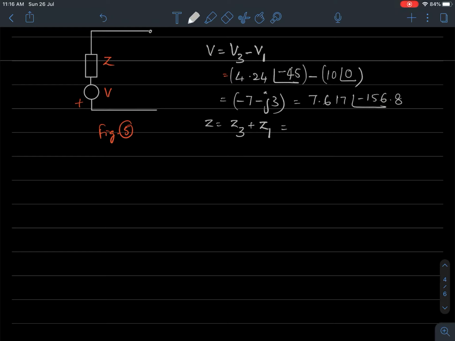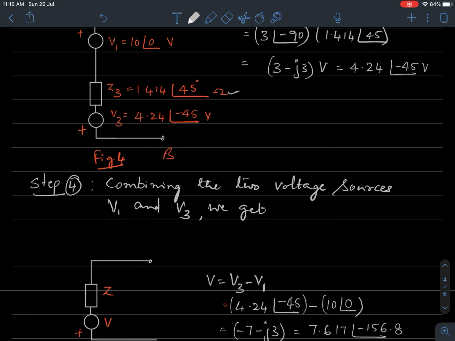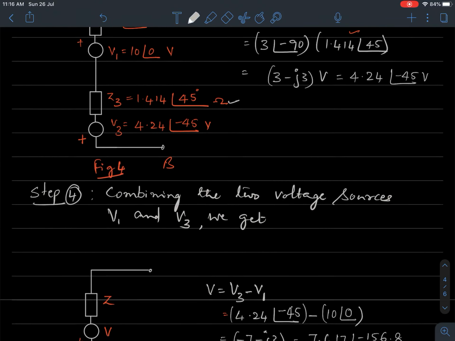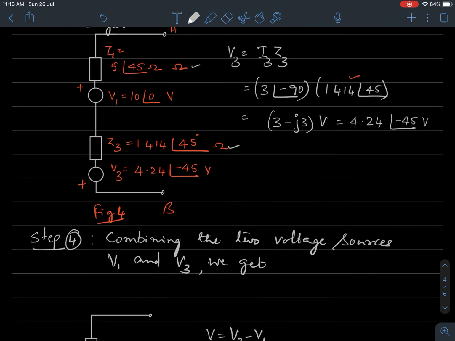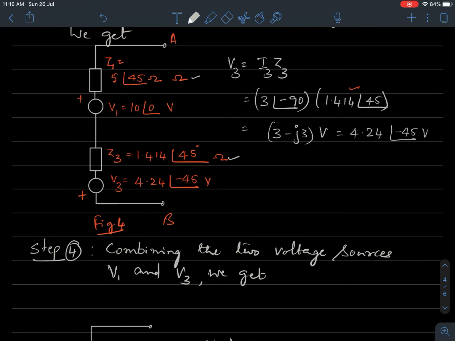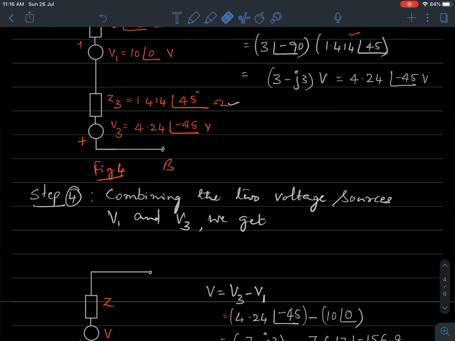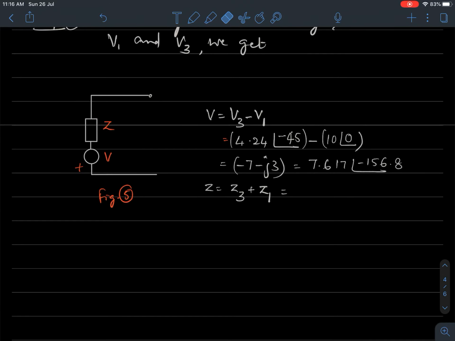So this comes out to be equal to, where is my Z3? Z3 is 1 plus J. Is it 1 plus J? No. Z3 is 1.414 at an angle 45. Sorry. Yes, it is as good as 1 plus J in polar form. In rectangular form, it is 1 plus J. I will not use this so that you should not get confused. I'll take this value only.